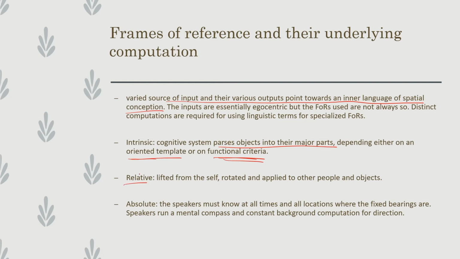In the relative frame of reference, we lift the axis from the self and then rotate and apply it to other objects. An absolute, but our most important, most interesting frame of reference is the absolute system, because what happens in this particular frame of reference is that the speaker must know at all times and all locations where the fixed bearings are.